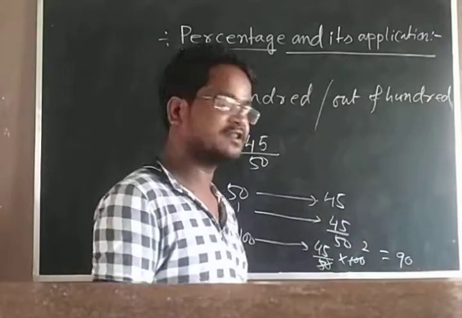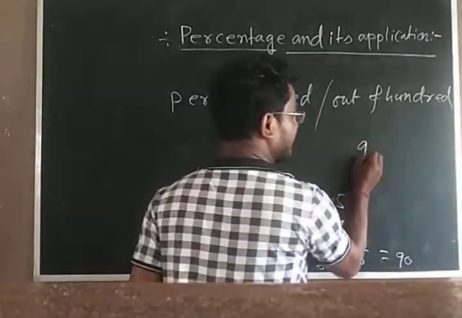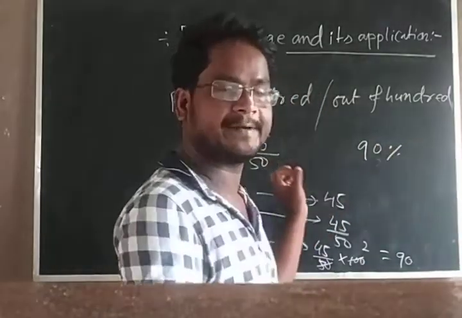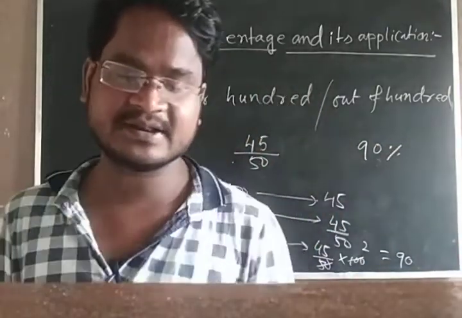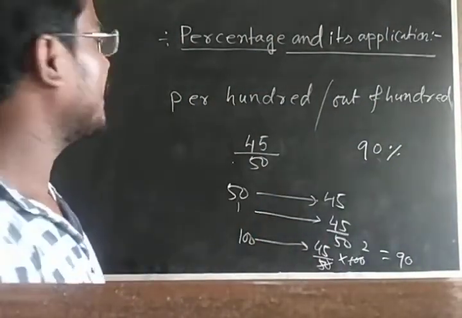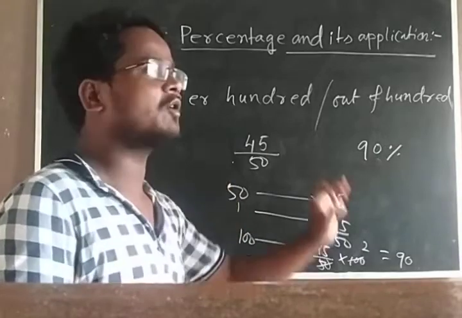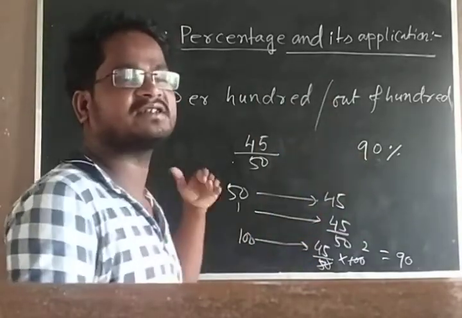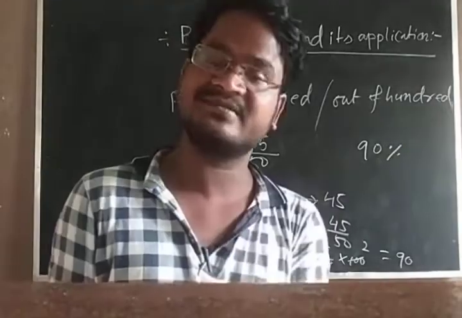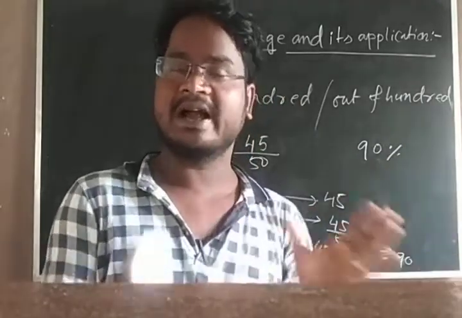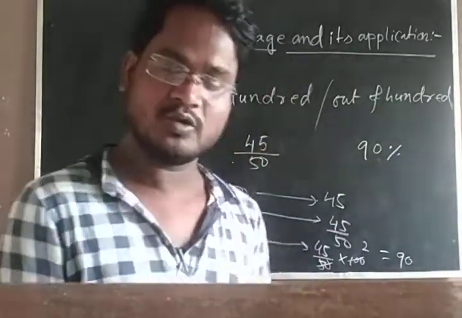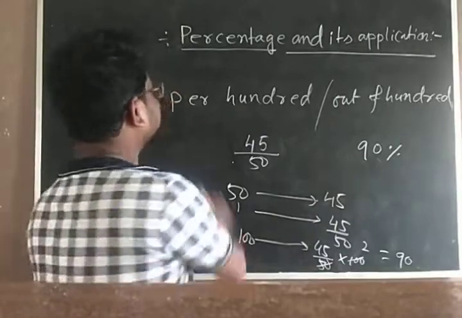When you express it as a percentage, the percentage symbol is this. This means out of 100. So this is the percentage, and the chapter name is Percentage and its application. Now you have to convert it into percentage, or from percentage you have to come to fractions or numbers, and some applications also. It is a big chapter, and it contains profit, loss, discount also. So let's start the exercise.